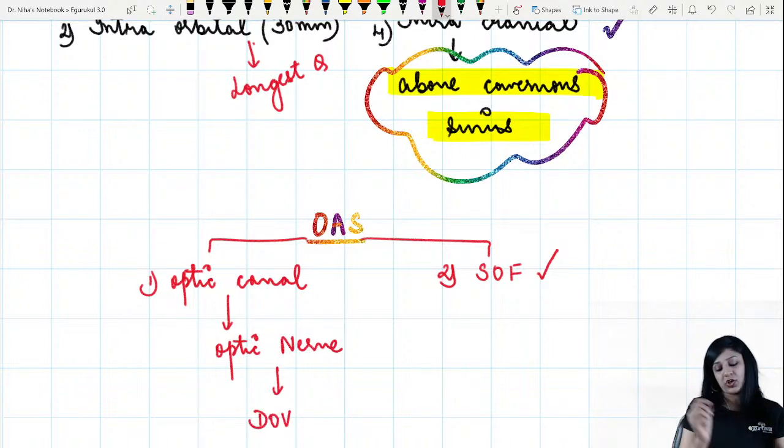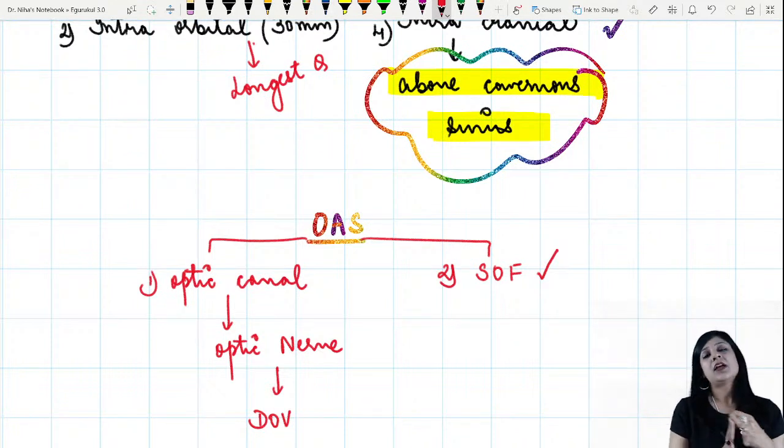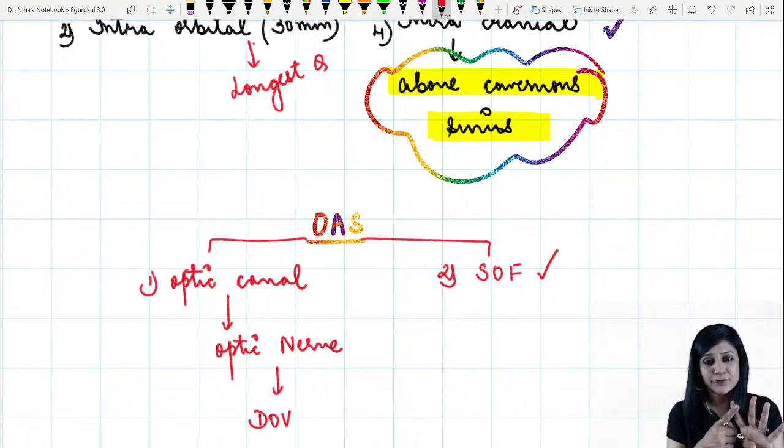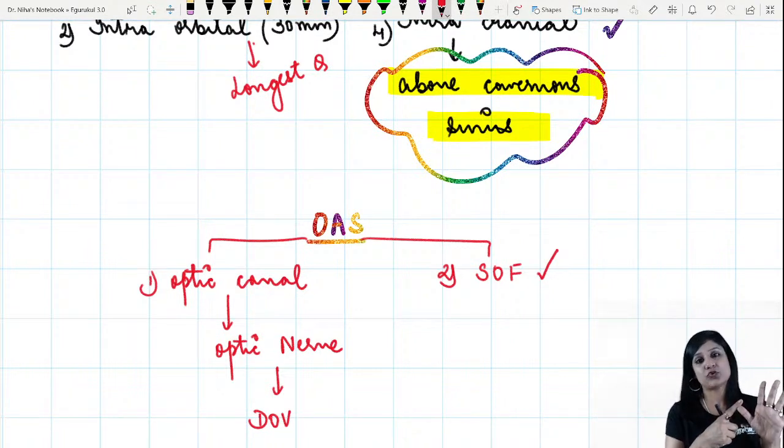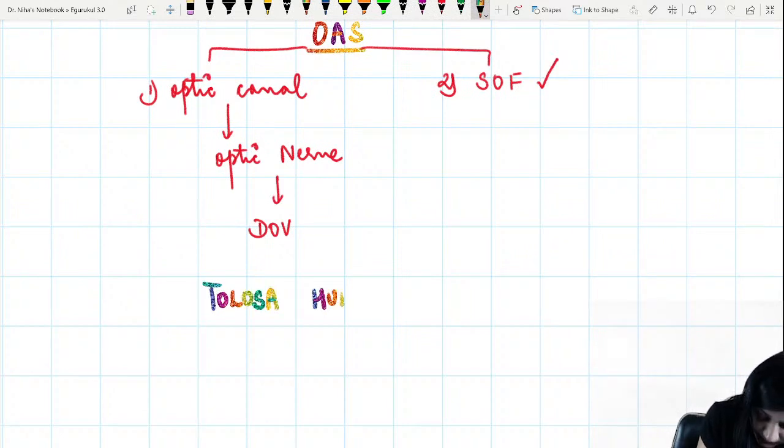So can you see, if I have the syndromes around the orbit, I can have the orbital cellulitis, cavernous sinus thrombosis, preseptal, septal, I can have fistulas, I can have superior orbital fissure syndrome and orbital apex syndrome also. Then one more thing that I have here is your Tolosa Hunt syndrome.